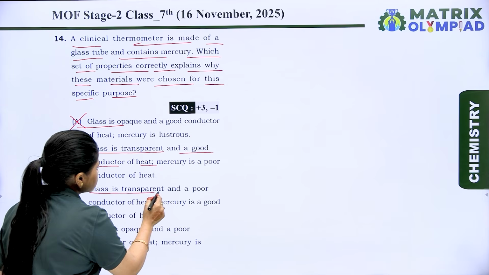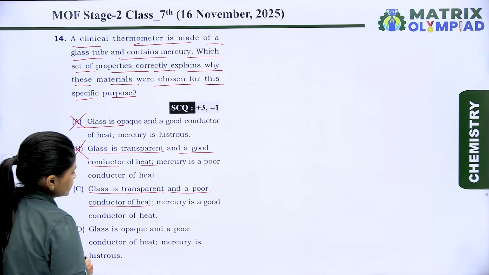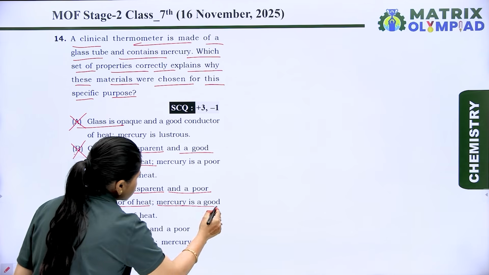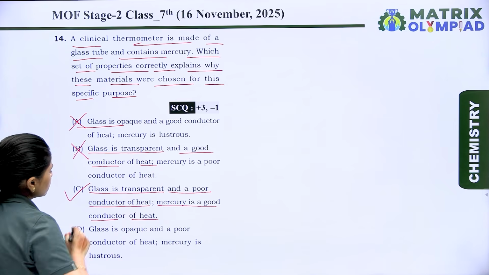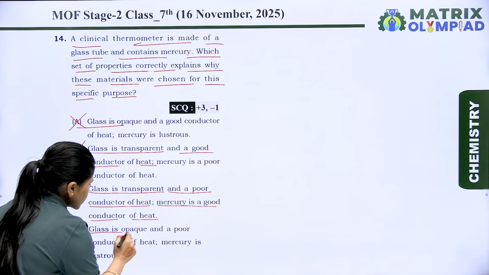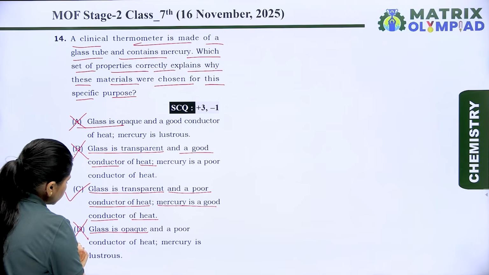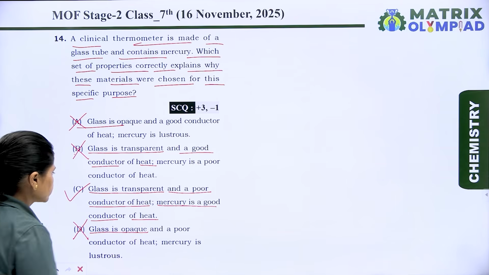C, glass is transparent, yes, and a poor conductor of heat, yes, this is again true. Mercury is a good conductor of heat, yes, this is true, this is correct. D, glass is opaque, no, it is again wrong. So the correct answer is option C.